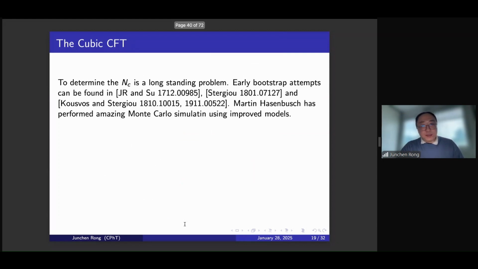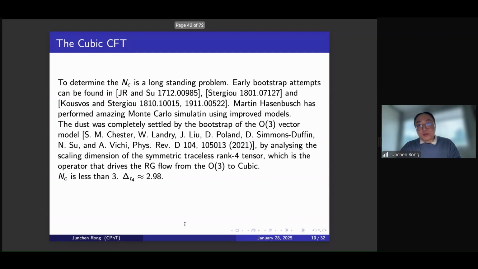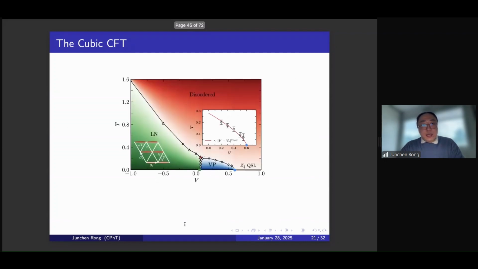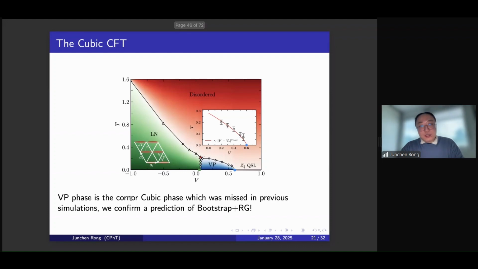So this is basically the important lesson we learned from this bootstrap result. And this phase diagram we obtained, in fact, this would be the face-centered cubic phase. This is the corner cubic phase. As I mentioned, because of the bootstrap and renormalization group and mean field theory analysis, the second order phase transition from the disordered phase has to go into the corner cubic first, and then maybe it will go to the face-centered cubic.